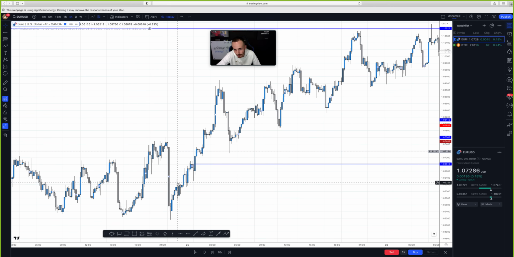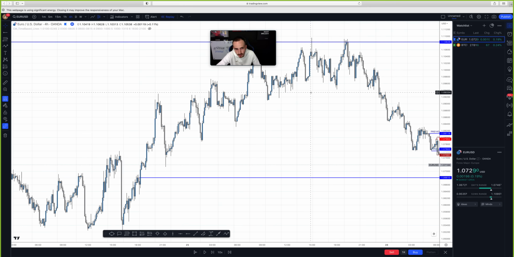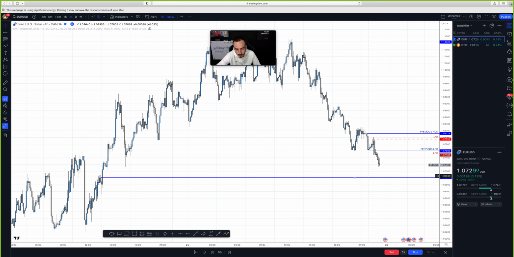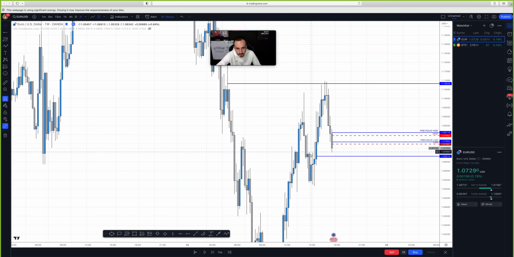These areas here are not valid because these areas are touched right here, right? So these areas are areas of interest, but this is the actual area that created the push. And if we notice, price is approaching our true area of demand. And if we go to the weekly, we could see that we have the weekly and the H4 in confluence, this previous contrary candle that created the push. So very likely we'll get a reaction off this area.